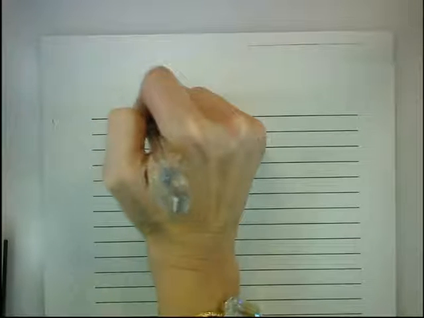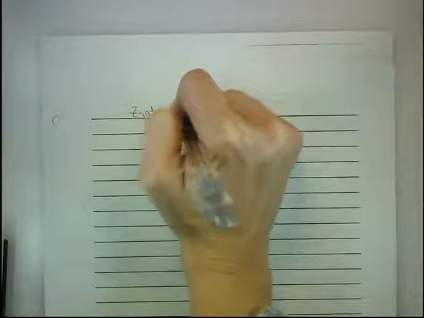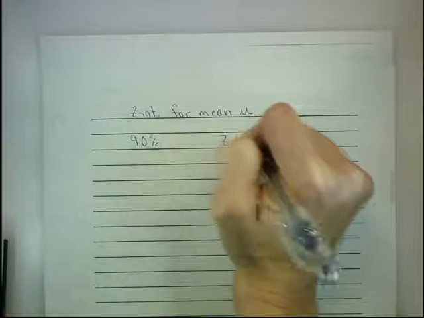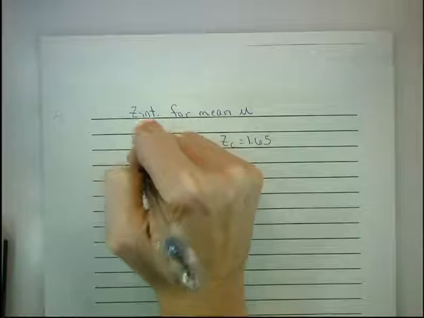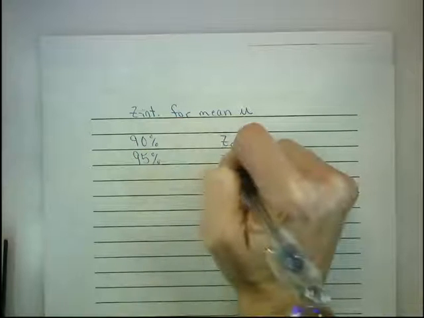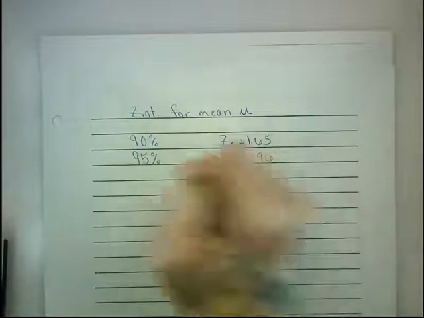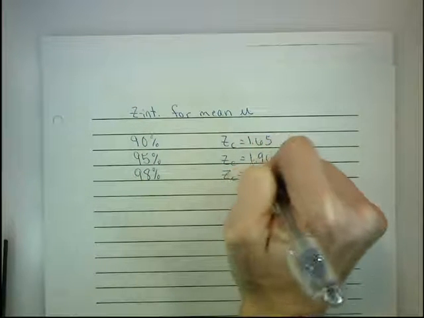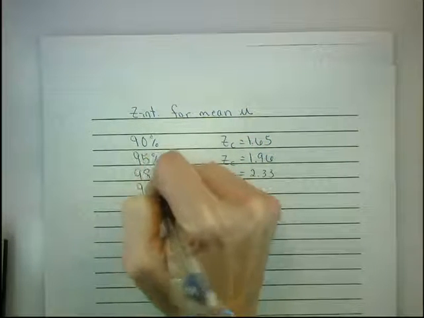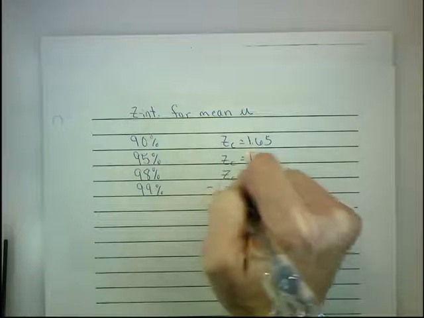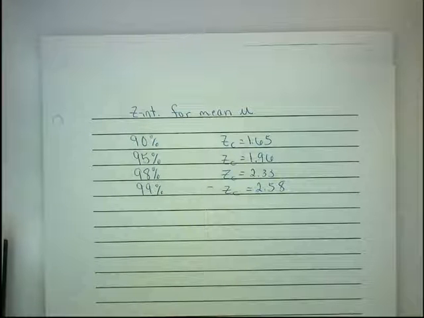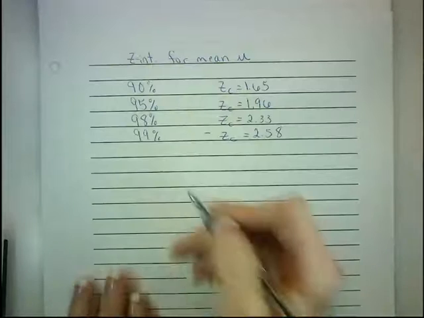If you ever are finding a Z interval for the mean, then for a 90%, the critical value is 1.65. For a 95%, the critical value is a positive 1.96. For a 98%, the critical value is 2.33. And for a 99%, the critical value is 2.58. So write those on your 3x5 index card.